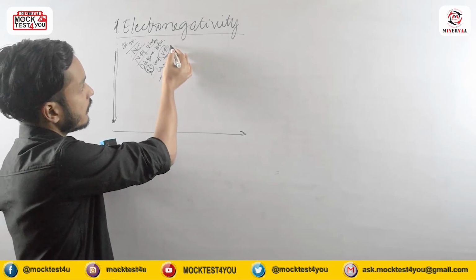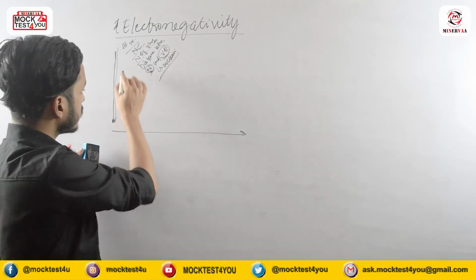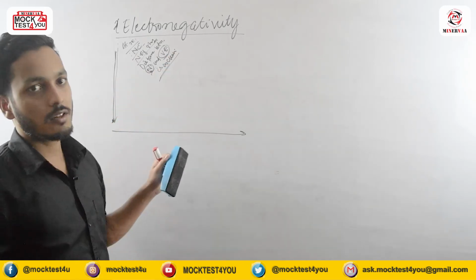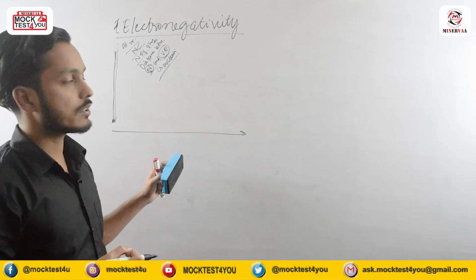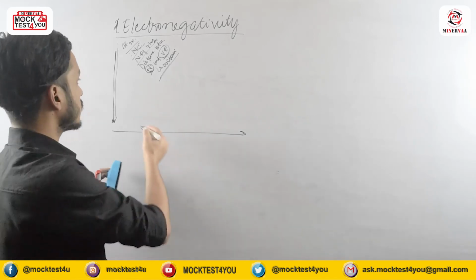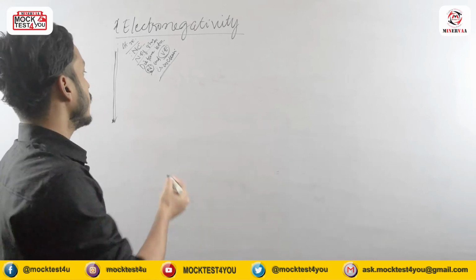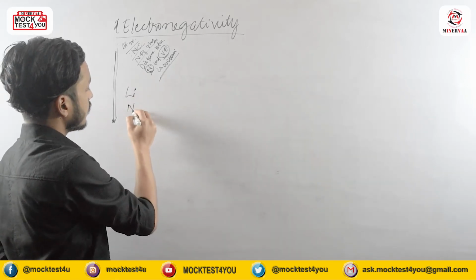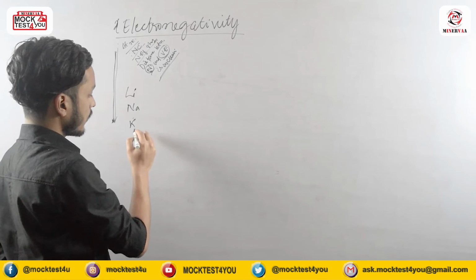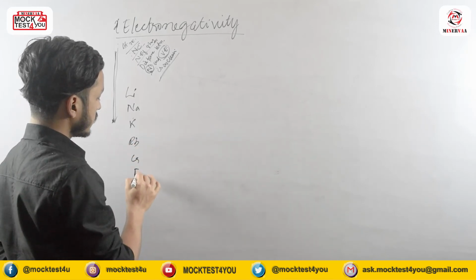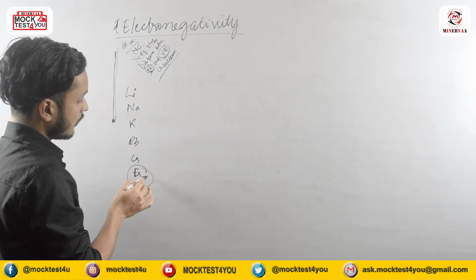So it will become very difficult for the elements present down the group to attract a shared pair of electrons towards themselves, right? They have a tendency to give away the electron. You can take the case of the alkali metals like lithium, sodium, potassium, rubidium, cesium and francium. You will see that francium is what?